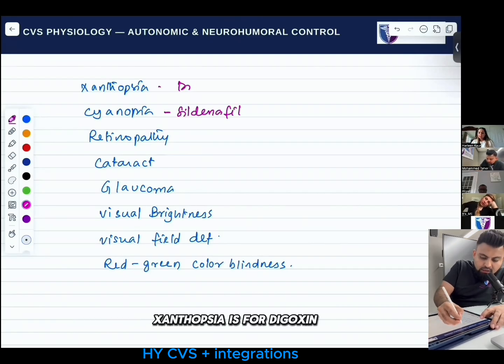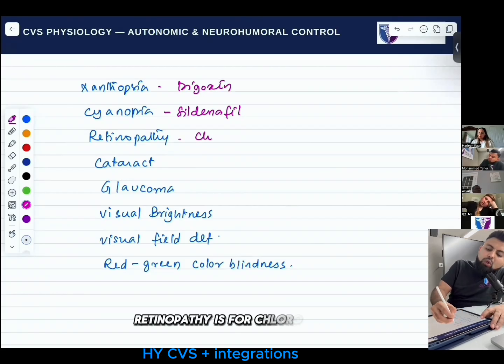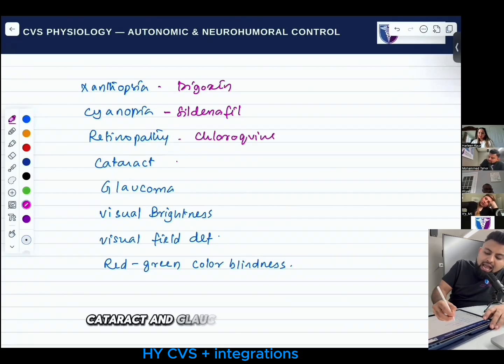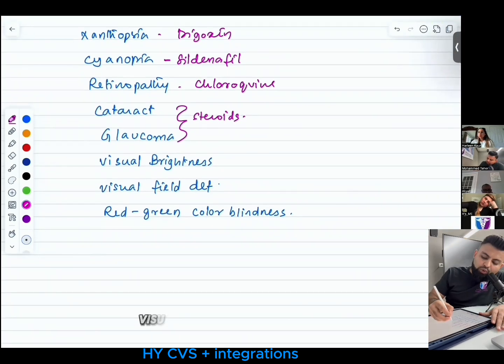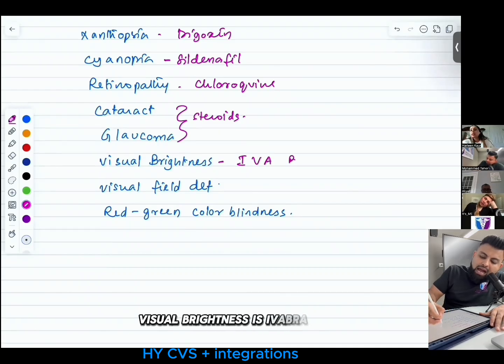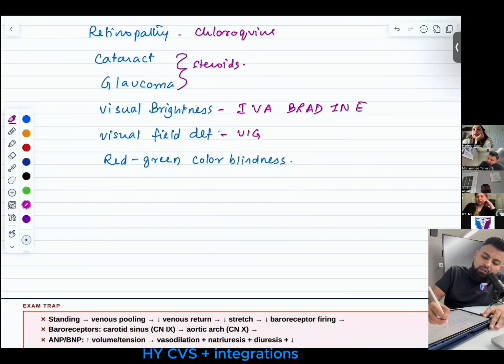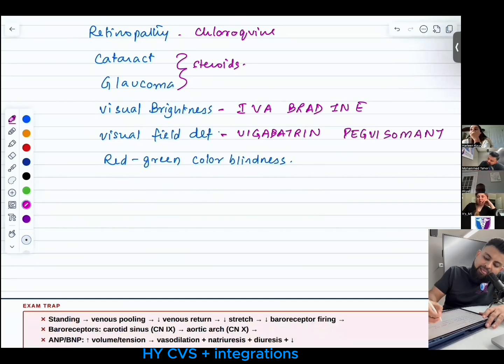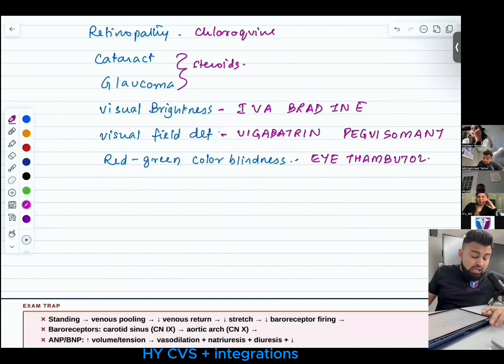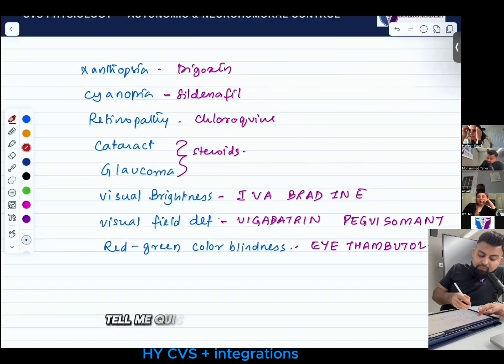Xanthopsia is for digoxin. Retinopathy is for chloroquine. Cataract and glaucoma both are for steroids. Steroids can cause cataract as well as glaucoma. Visual brightness is ivabradine. Right. Visual field defects is for vigabatrin. Red-green color blindness is for ethambutol. Ethambutol. Red-green color blindness is ethambutol, right. Tell me quickly the mechanism of action.